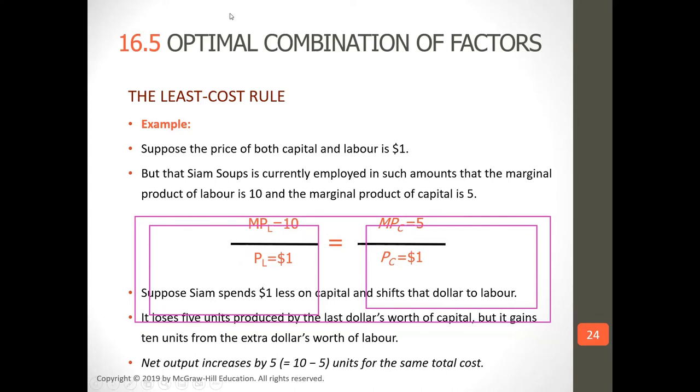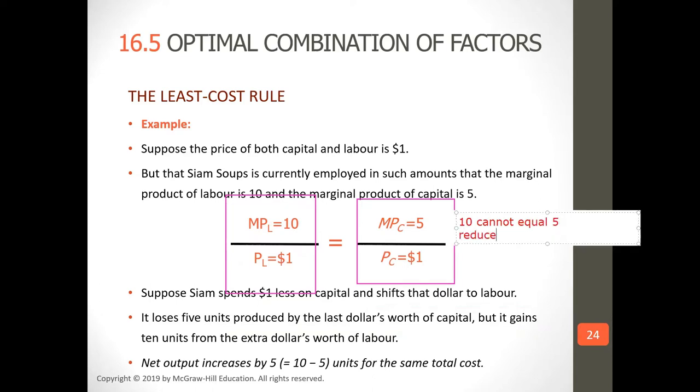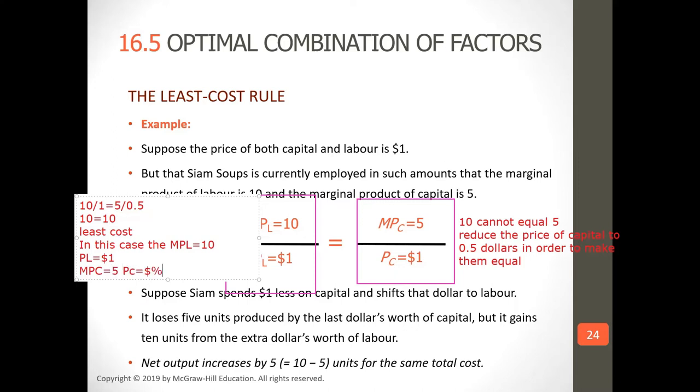So in this case, that wouldn't be true here, because in this example, these aren't equal. So these would not equal each other. It would be 10 cannot equal 5. So we would have to reduce the price of capital to 0.5 dollars in order to make them equal. So in that case, it'd be 10 divided by 1 equals 5 divided by 0.5. Then that'd be 10, this would be 10, and then this would be the least cost. So in this case, the MPL must equal 10, PL must equal a dollar, MPC must equal 5, PC must equal a dollar in order to make costs minimized.